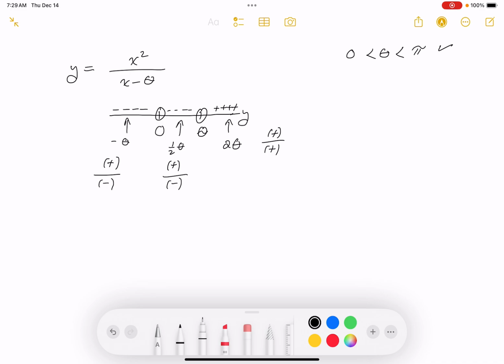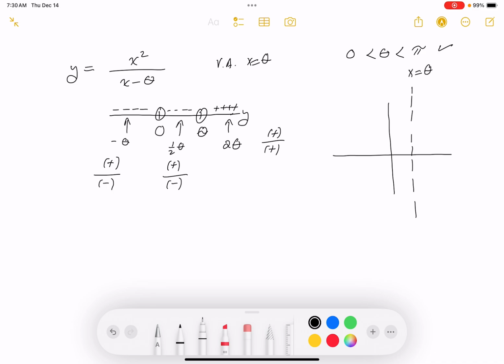So what I do over here, I got an idea that this graph, certainly below theta, well, theta is where I got a vertical asymptote. So vertical asymptote when x equals theta. And write that down. And again, theta is between 0 and pi. So I know I'm getting a vertical asymptote over here. And that's x equals theta.